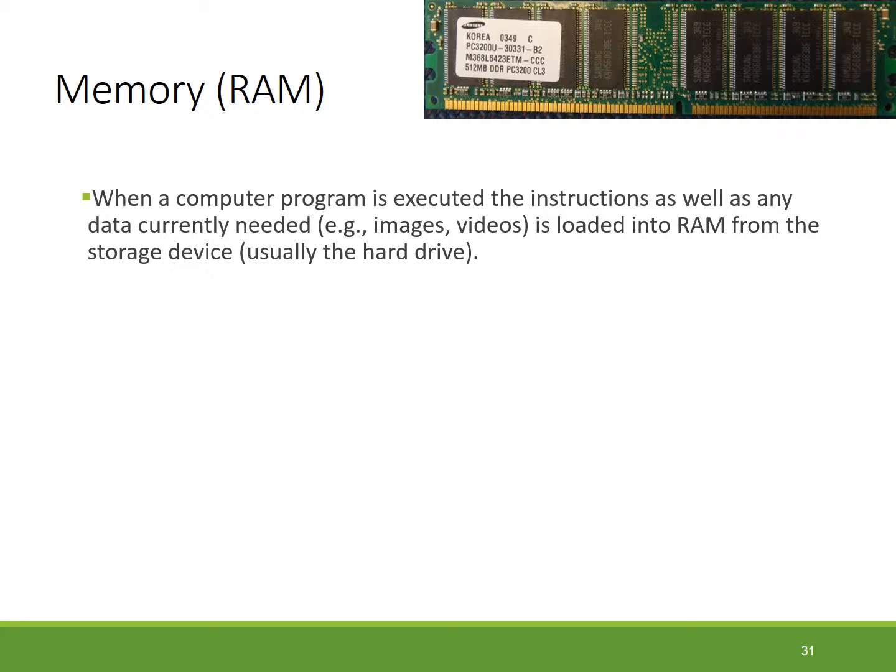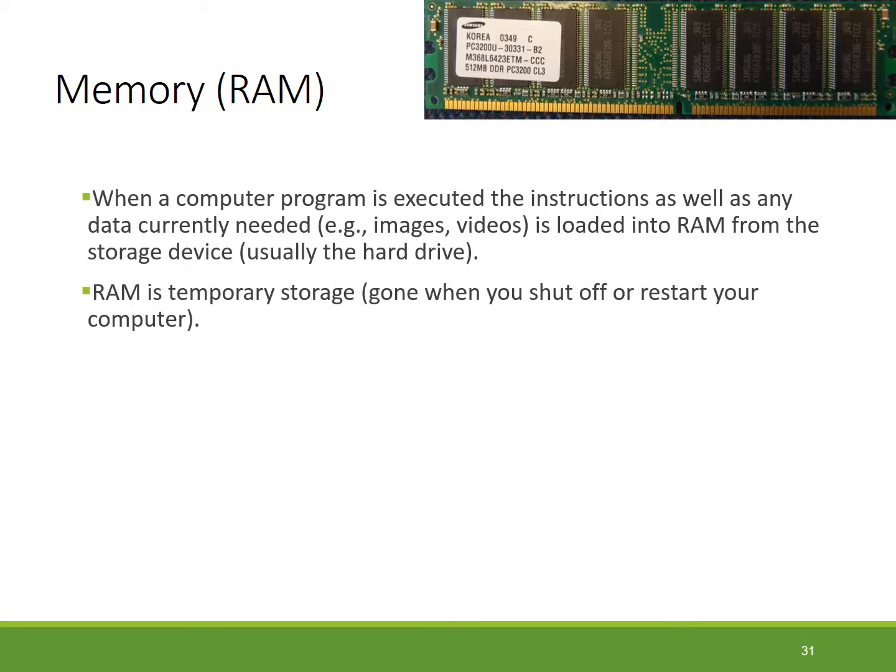So RAM. When a computer program is executed, the instructions as well as any data currently needed, for example images or videos, is loaded into RAM from the storage device, which is usually your hard drive. So RAM is a temporary storage, which means it's gone, or it's volatile. It's gone when you shut off or restart your computer.